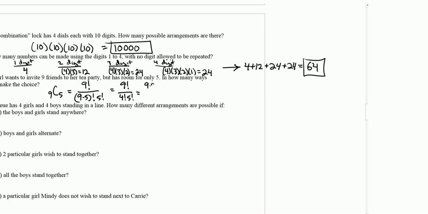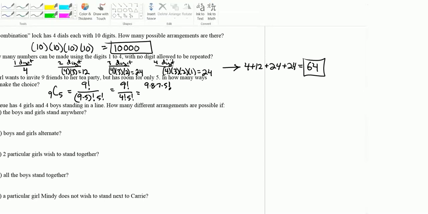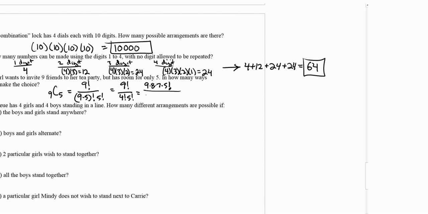It's 9 times 8 times 7 times 5 times, well, we could say times 5 factorial. And this is divided by 4 times 3 times 2 times 1 times 5 factorial. Cancel out the 5 factorials. 4 times 2 is 8. Just reducing this, 9 over 3 is 3. So we're left with 3 times 7, which is 21.